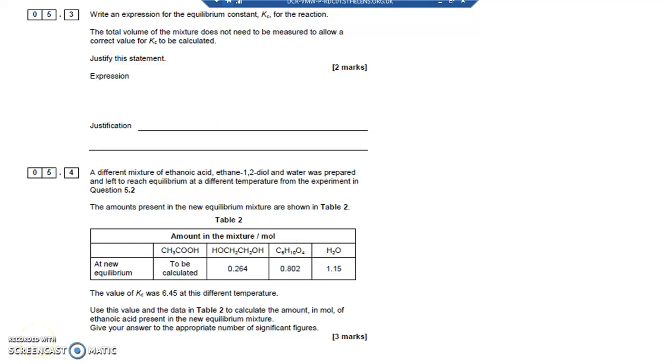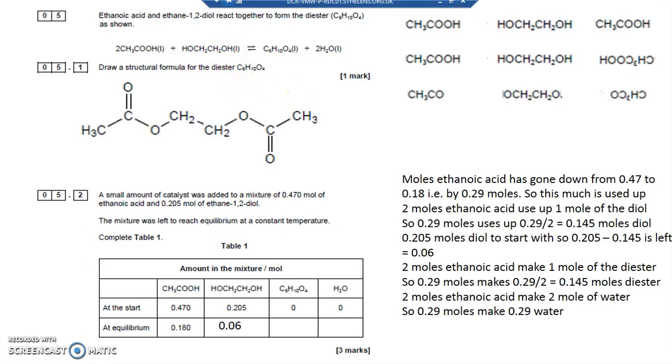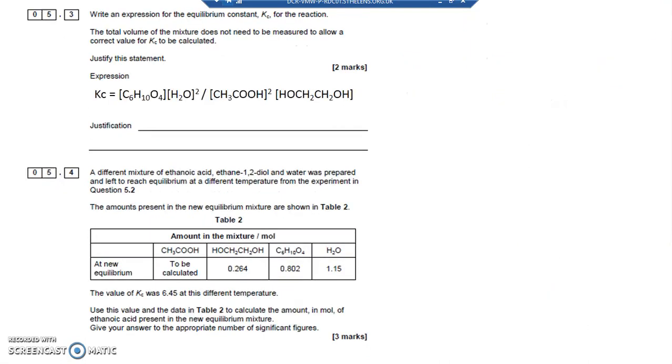We're now required for 5.3 to write an expression for the equilibrium constant Kc for the reaction. So let's have a look what we've got. On the right hand side, we've got the diester, and we've got one of those, so that's square brackets around that, and we've got two waters, so it's H2O square brackets squared, divided by ethanoic acid in square brackets squared, and divided also by the ethane dioic acid in square brackets as well. So that will now look like that.